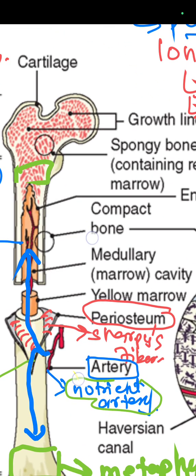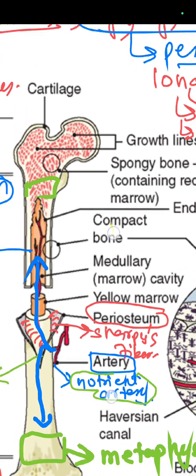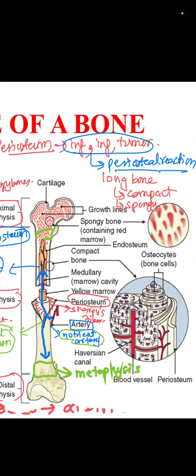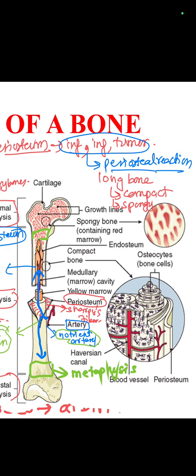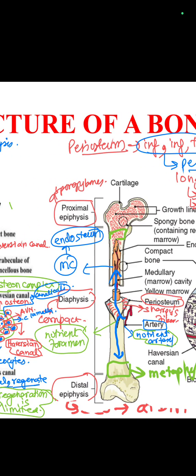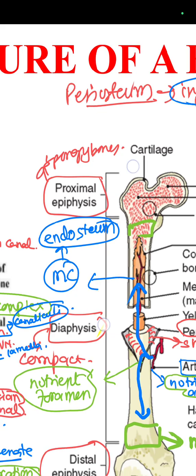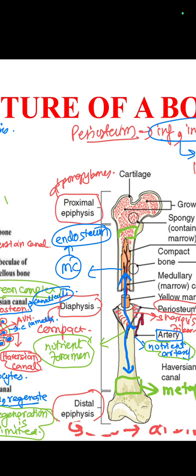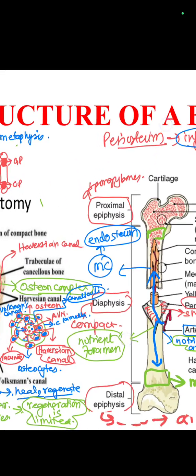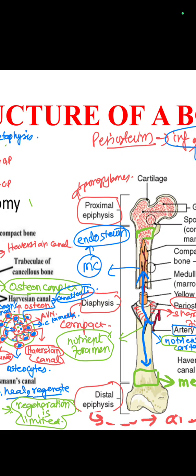Arteries enter upward and downward. And the Haversian canal we can see here. These two attachments are also blood vessels. Periosteum and osteocyte bone cells are also present there. This is the proximal epiphysis, and here the endosteum, most commonly the diaphysis.